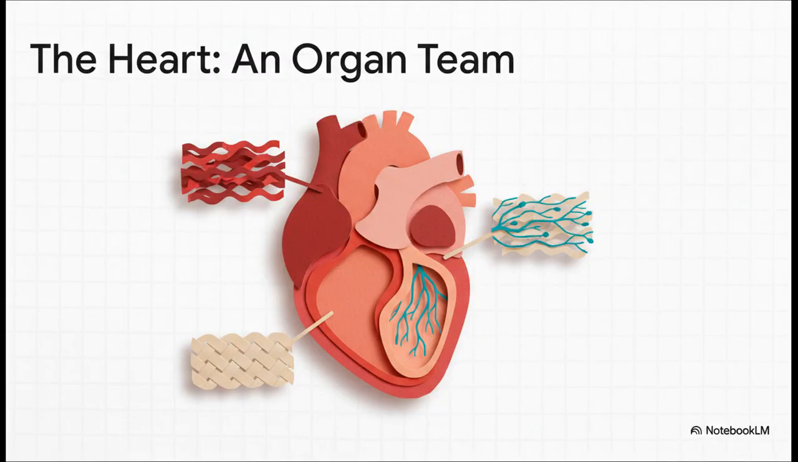It's not just one big muscle. No way. It's got muscle tissue to do all the heavy lifting, the pumping. It's got nerve tissue to get that, hey, beat now signal from the brain. And it even has something called connective tissue, which acts like scaffolding to hold its shape. It's a multi-talented team all in one place.